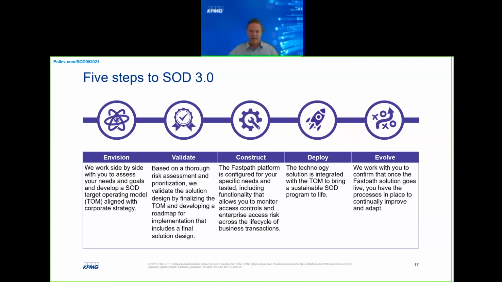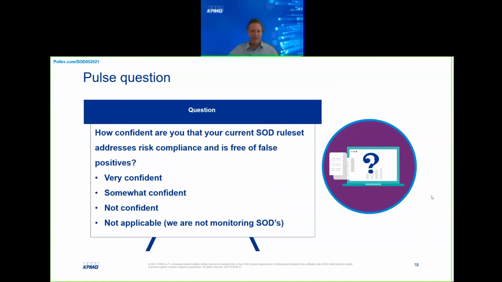Target operating model and management of FastPath needs to be scalable to handle the organizational changes both now and in the future, especially as we go to a more cloud-based framework and have other ancillary systems outside of our historical core ERP packages like S4 or ECC. And with that, we can go on to our next pulse check.